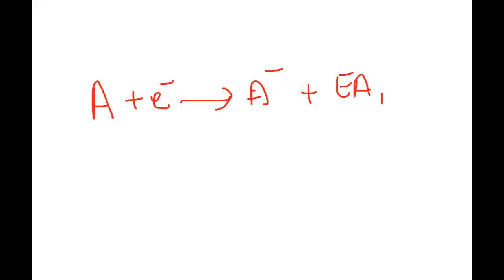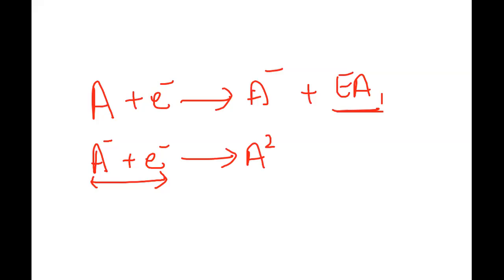Now what happens to the successive electron affinity values? Remember, A negative, which is already a negative ion, has to accept an electron which is again negative. So there will be some kind of repulsion between these two. And when repulsion is seen, the amount of energy that it will release to accept the other electron will be less than the amount of energy released in the first case. So if this is A 2 minus and this is EA2, the electron affinity 2, then EA1 will be greater than EA2.